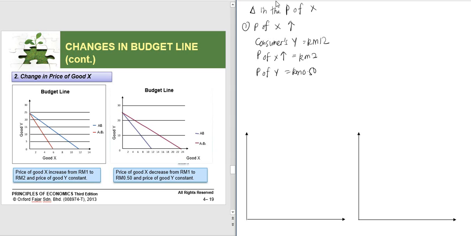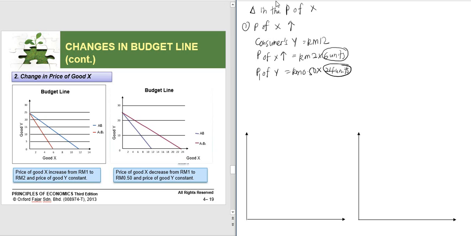So now we want to calculate how much of X and Y the consumer can buy with the new price of X. The price of X increased from 1 ringgit to 2 ringgit. So with 2 ringgit per unit, the consumer is only able to buy 6 units of the product to utilize the 12 ringgit of budget or income that the consumer has. And Y remains at 24 units.